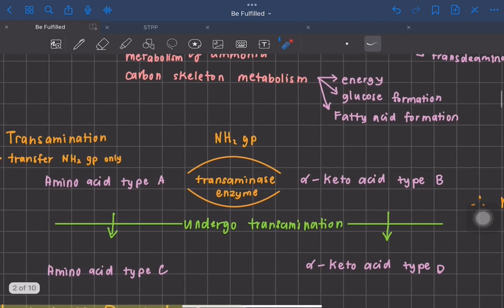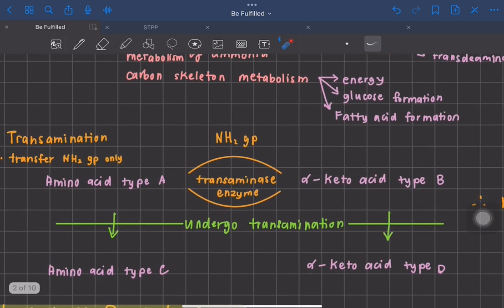So, what actually is transamination ni? Transamination ni kita akan transfer NH2 group from amino acid to alpha keto acid dan akan menghasilkan new types of each. Maksudnya apa? Maksudnya kita akan ada daripada amino acid type A, contohnya this type A ni bukan betul, ni just nak gambarkan, katakan alanine macam tu, then it will turn into another form of amino acid ataupun another type of amino acid.